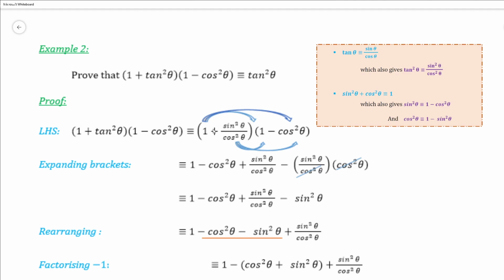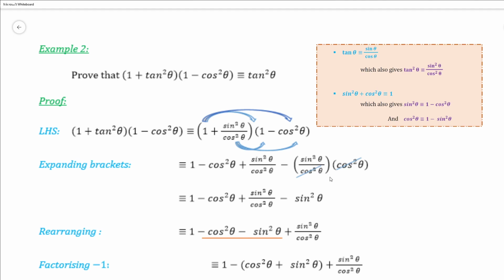After doing that, I'm going to expand brackets. 1 multiplied by 1 will give us 1. 1 multiplied by minus cos² θ will give us minus cos² θ. Now for our second term, sin² θ over cos² θ multiplied by 1 will be the same. And then sin² θ over cos² θ multiplied by minus cos² θ. I just wrote them next to each other as it's being multiplied, and we'll simplify in the next line.